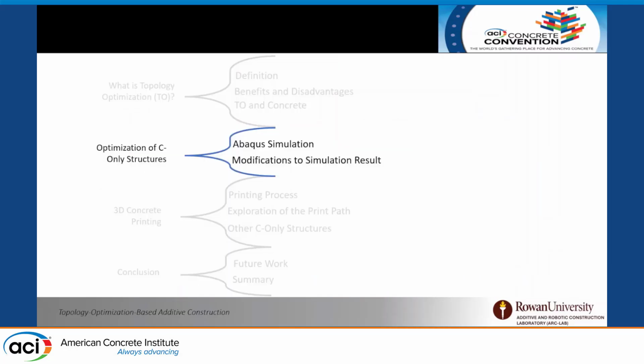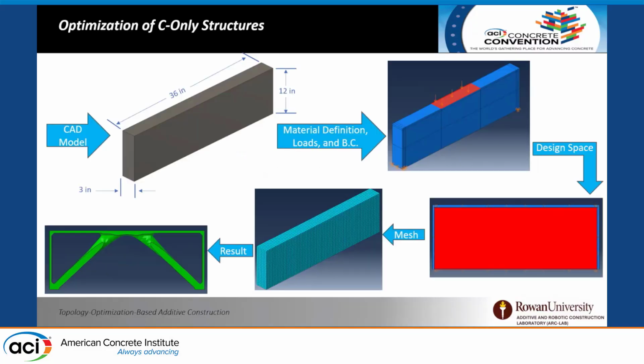So now let's dive deeper into the optimization of compression-only structures. I'm mostly using Abaqus for my research. Unfortunately, I don't have fancy videos for you because it takes a while to run Abaqus. But I start with the CAD model, and then I add our materials, define the loads and the boundary conditions.